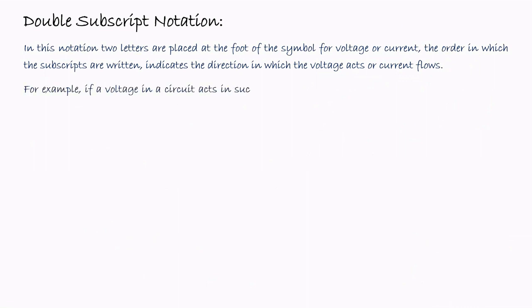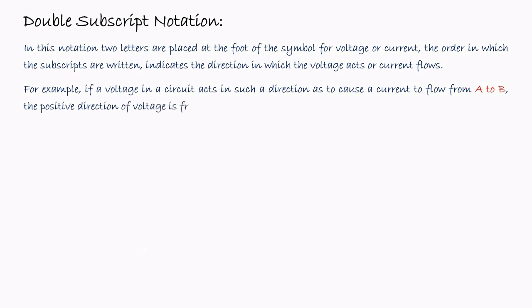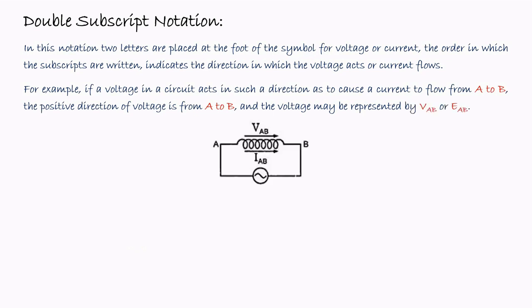For example, if a voltage in a circuit acts in such a direction as to cause a current to flow from A to B, the positive direction of the voltage is from A to B, and the voltage may be represented as VAB or EAB. So here in this figure you can see that this is point A and this is point B, and the current is flowing from A to B. That means definitely A is at higher potential and B is at lower potential.